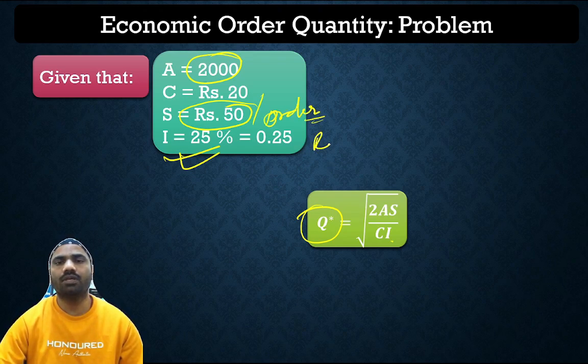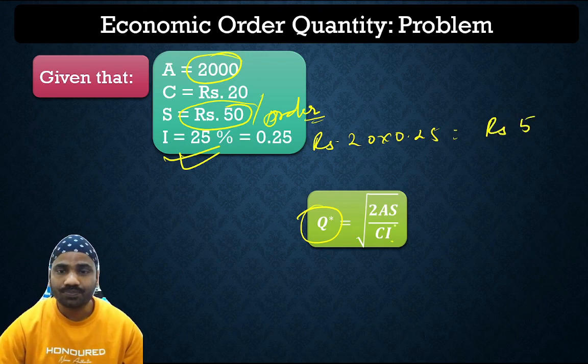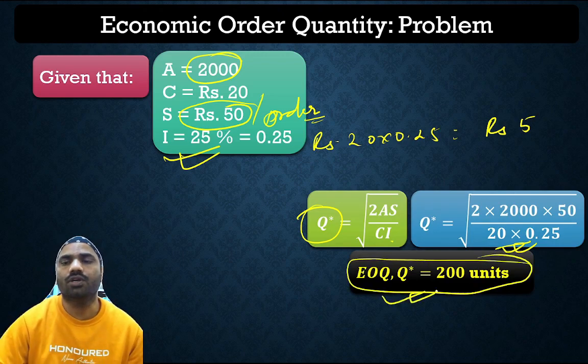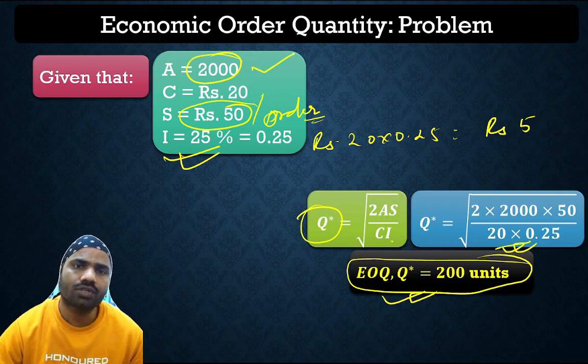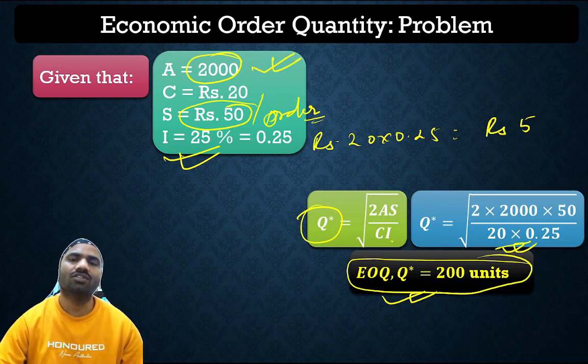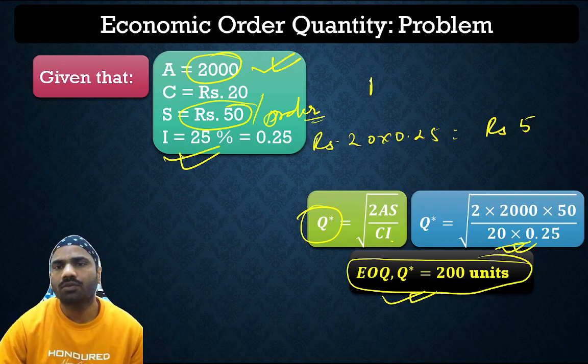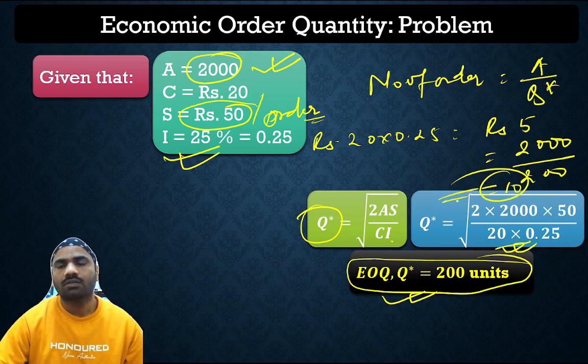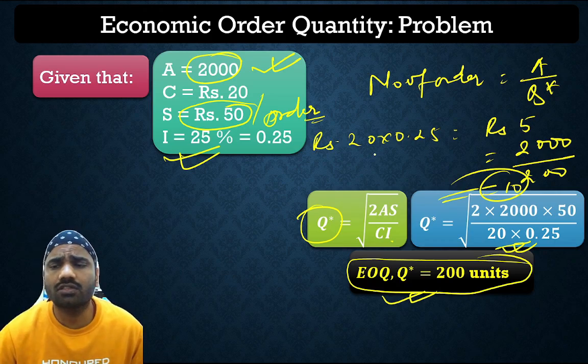Inventory carrying cost is rupees 20 into 0.25, and that will be rupees 5. So we can put the values and we will find that the economic order quantity is 200 units. So for this 2000 quantity, if you are placing the order in lots of 200 units, how many orders will there be? A by Q star, that is 2000 by 200, so this will be 10. So the number of orders will be 10.